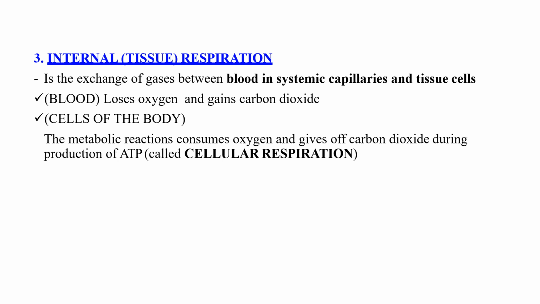The internal or tissue respiration is the exchange of gases between the blood in systemic capillaries and tissue cells. So the blood loses oxygen and gains carbon dioxide. And in the cells of the body, the metabolic reactions consume oxygen and give off carbon dioxide during the production of ATP. So that is called cellular respiration. The carbon dioxide is produced in the cells, which is gained by the blood, and the blood gives off oxygen, which is consumed by the cells. So that is called cellular or internal tissue respiration.